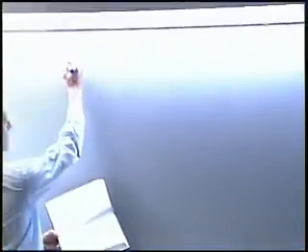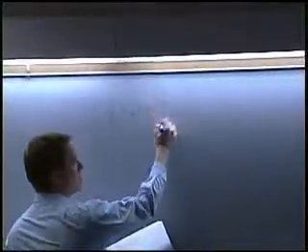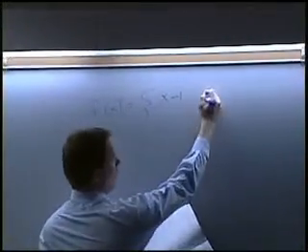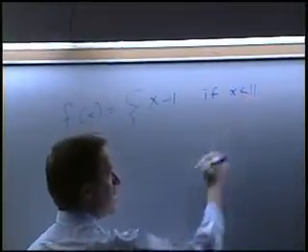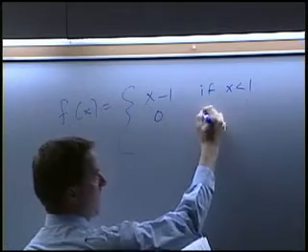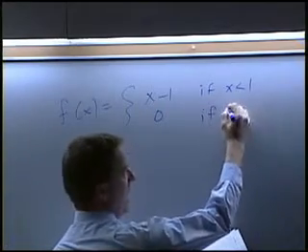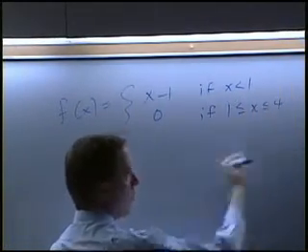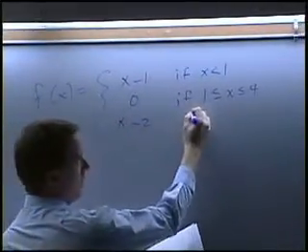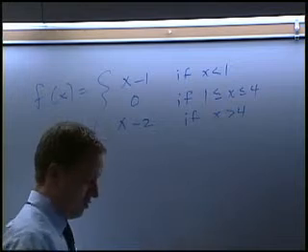And so the first example I want to look at, I'm going to pick one out of the book here. f(x) equals x minus 1 when x is less than 1. It is equal to 0 if x is between 1 and 4. And it's equal to x minus 2 if x is greater than 4.